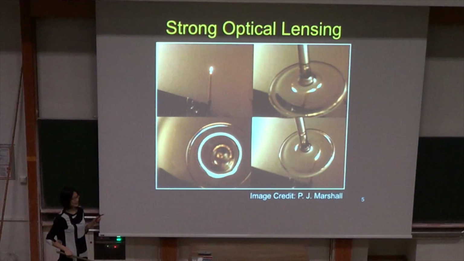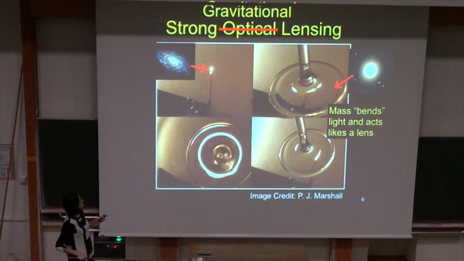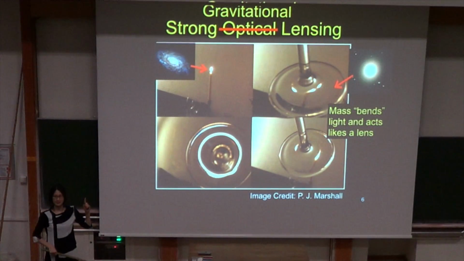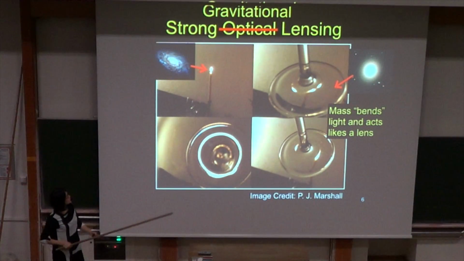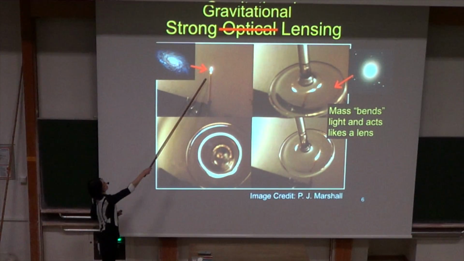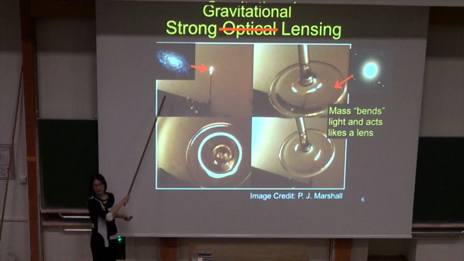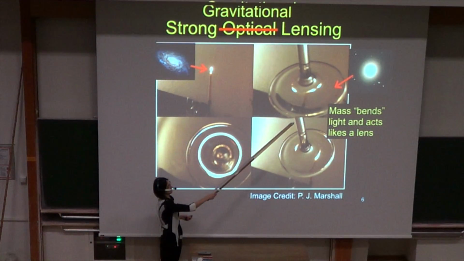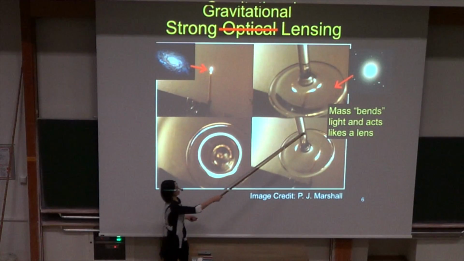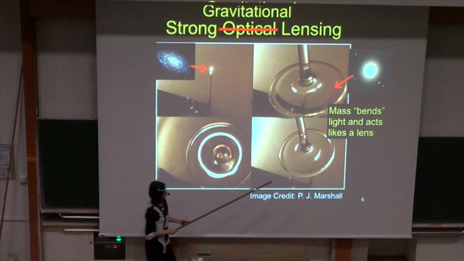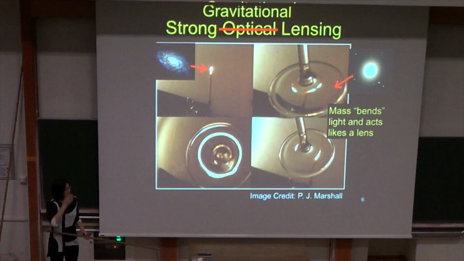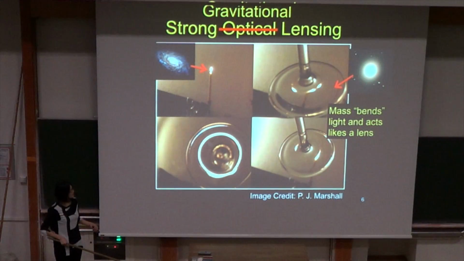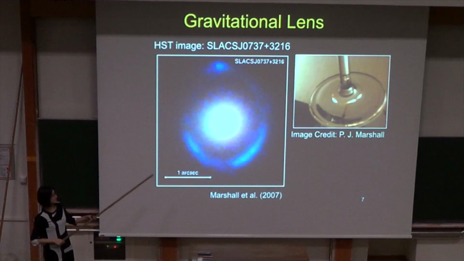So strong gravitational lensing is not too different from strong optical lensing. So what you need essentially is to replace the background source, the candlelight, by an astrophysical source like a galaxy, and the wine glass by a massive galaxy that can bend light, such as a massive early type elliptical galaxy there. So if you do this, you get this kind of system.